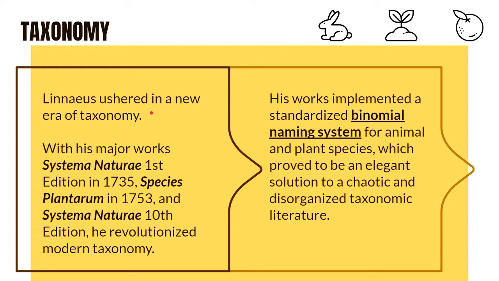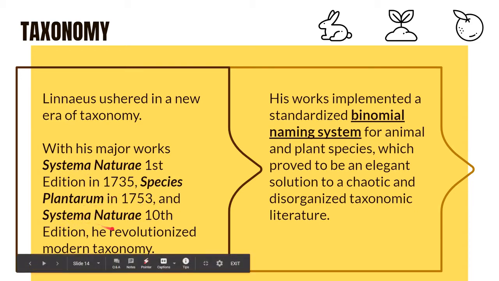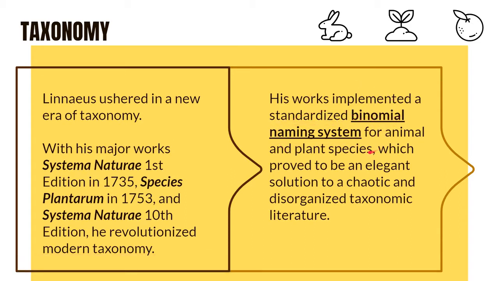Linnaeus ushered in a new era in taxonomy. His works Systema Naturae in 1735, Species Plantarum in 1753, and Systema Naturae revolutionized modern taxonomy. The most important thing that he contributed was the standardized naming of organisms, and it's called the binomial naming system or binomial nomenclature.